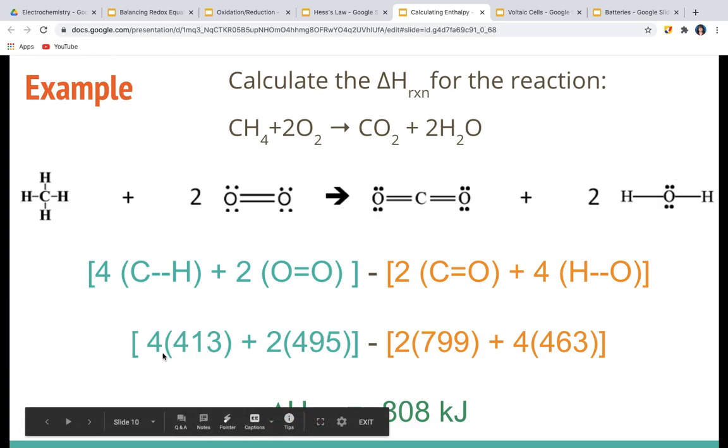So from that table, we have 4 times 413, plus 2 times 495, minus 2 times 799, plus 4 times 463. And we get an answer of negative 808 kilojoules per mole.